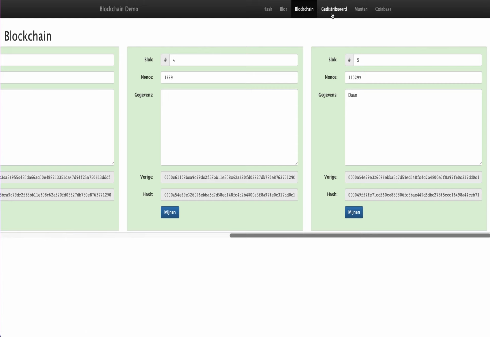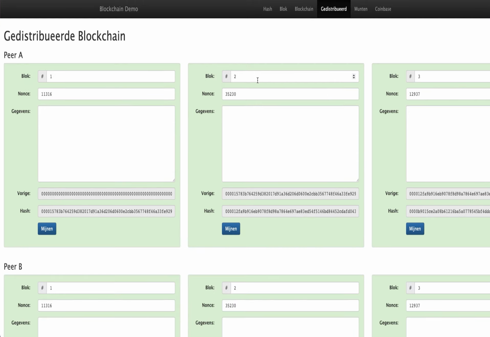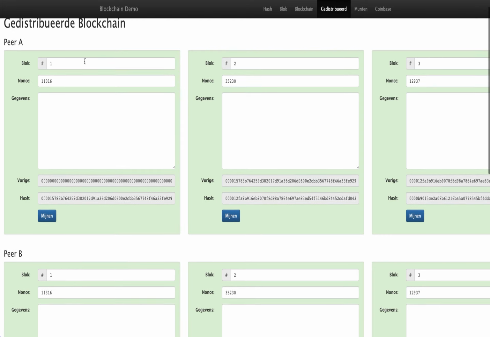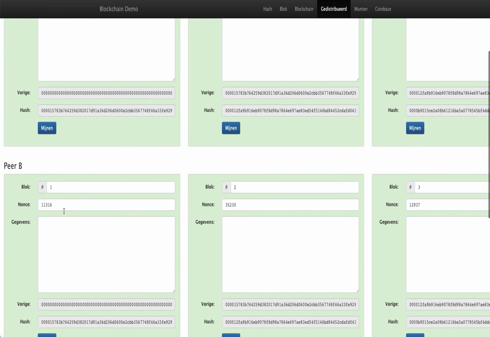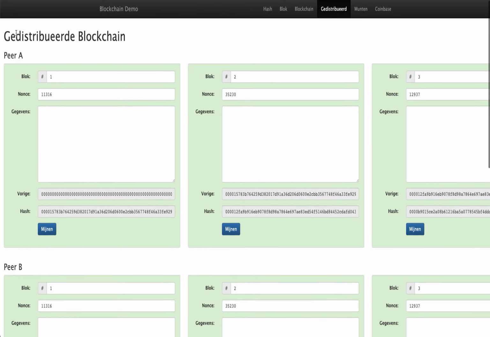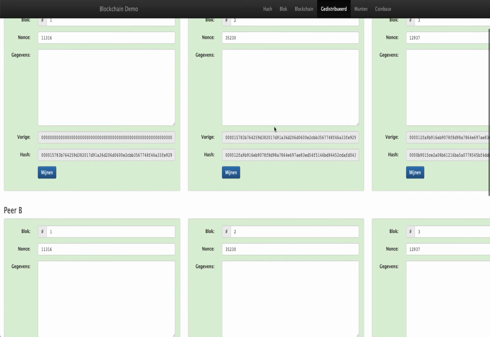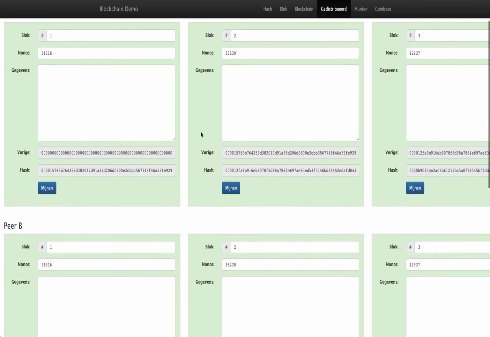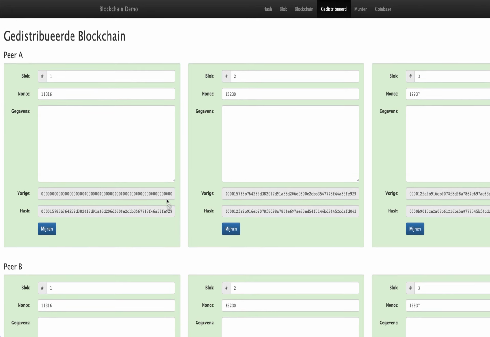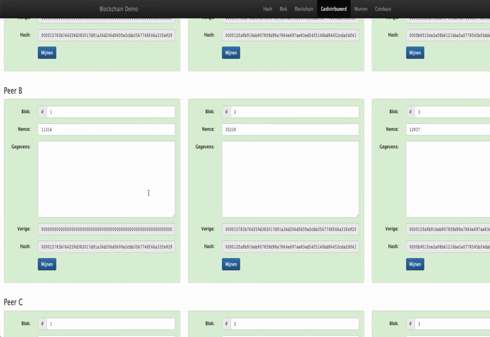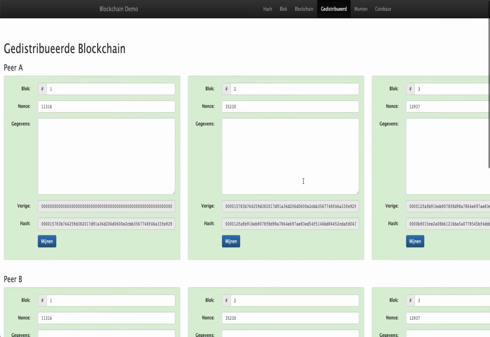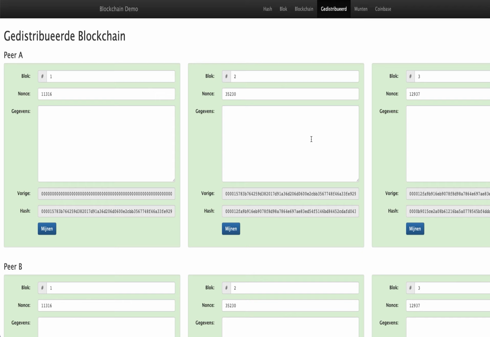Let's go to distributed. Here we have 3 exact copies of a blockchain. So peer A is a copy of peer B and peer C. The peers we can call nodes. So this is a distributed blockchain. And in real time, they can be distributed all over the world. For example, peer A is in Africa, peer B is in Russia, peer C is in America. You don't know, but they are all complete copies of each other.